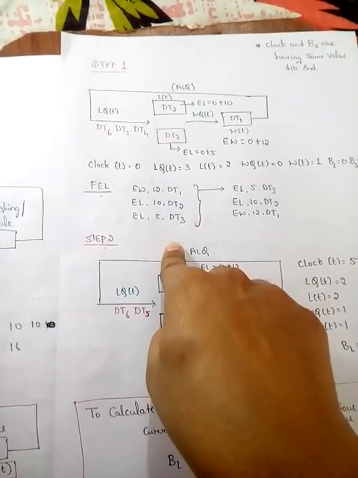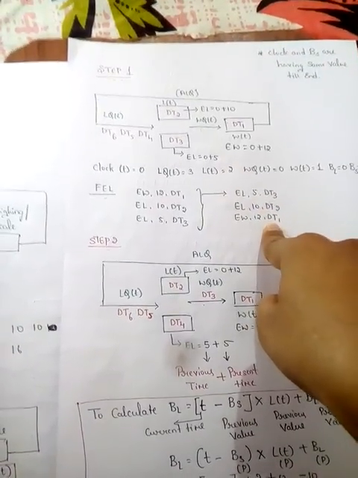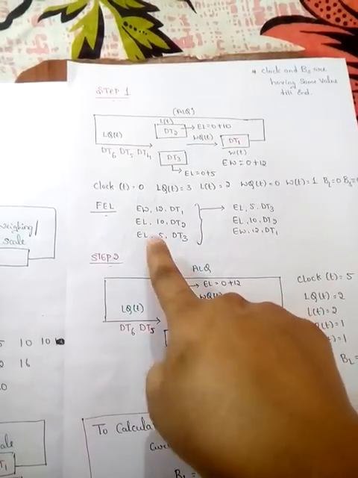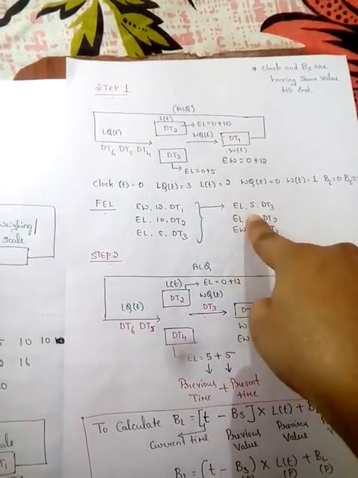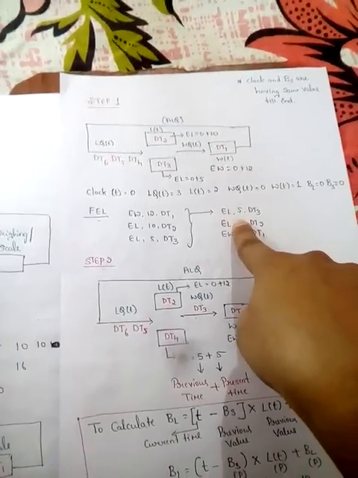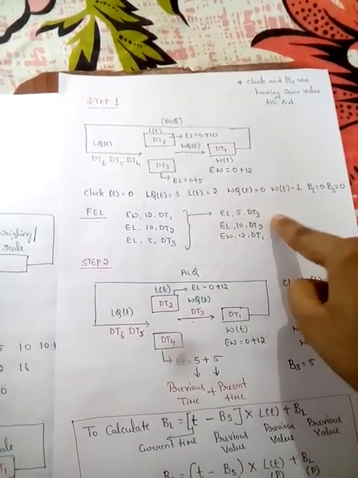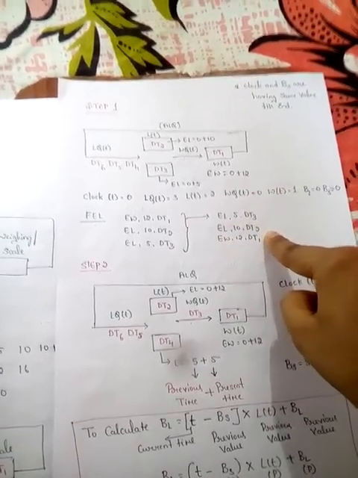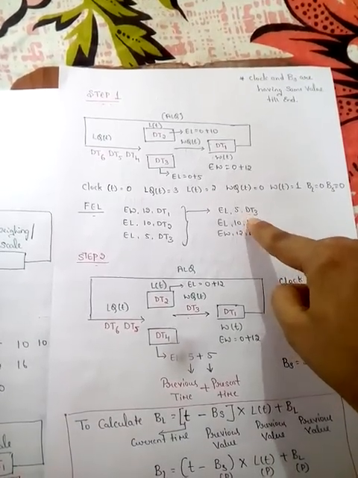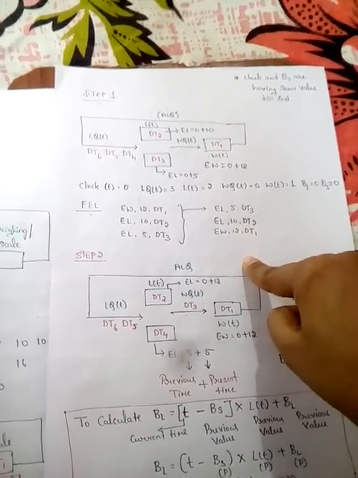After writing my future event list, I have to arrange it in order from minimum value to maximum value. Here my minimum value is 5. I am taking that as my first value. So EL, 5, DT3. Next I have my DT2. Next I have my DT1, because my first least value is 5, second least value is 10, next is 12.